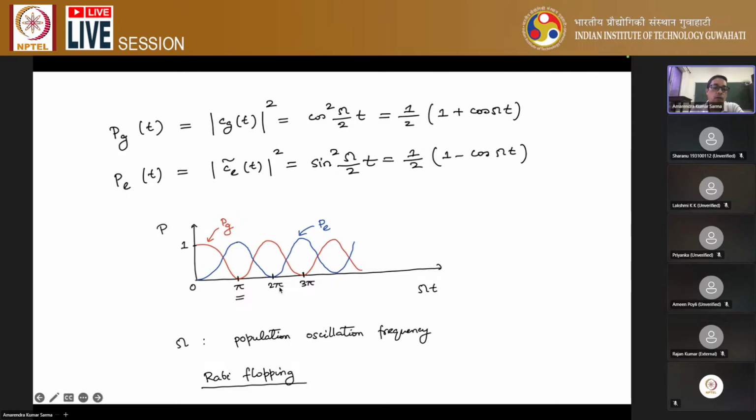Or you can even create, if capital omega t, where capital omega is the Rabi frequency and t is the time, if the product is equal to, say, pi by 2, then you will be able to create a superposition of the ground state and the excited state. And that way you can manipulate a two-level system just by applying the appropriate Rabi frequency or waiting for the appropriate measurement time, choosing the measurement time judiciously. Ultimately the product capital omega t matters.